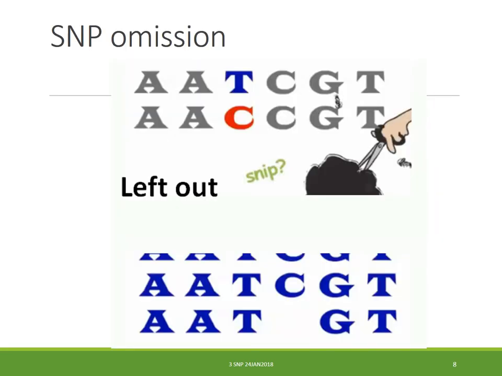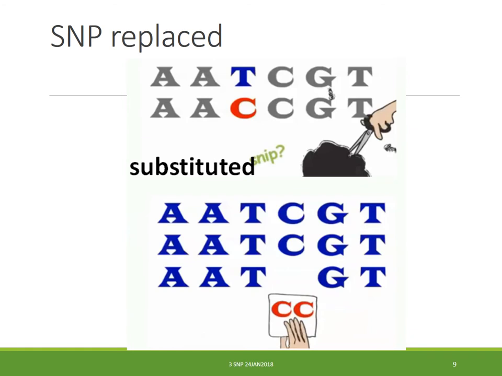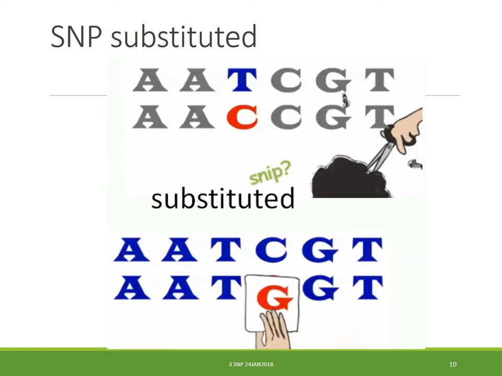So to review what the video just showed you, you can have a place left out like the T and C at the top. As you see below, there's a blank spot. You can have one replaced where you can see the T and C are being replaced with a CC. You can see the substitution where they put a different letter in there, a G.